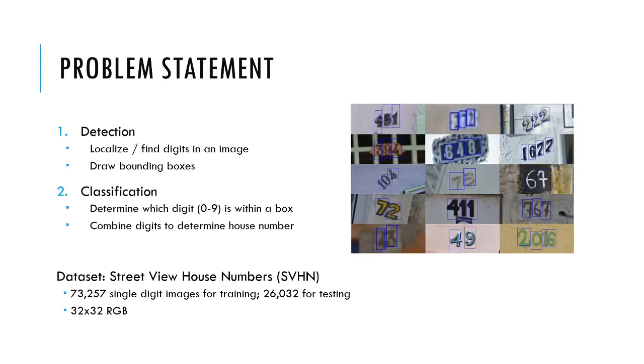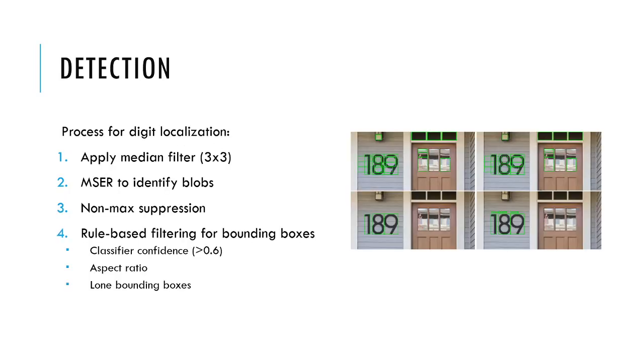And the second is classifying those digits. So given a bounding box and a part of the image, determine what number it is. And then at the end, combining those individual digit predictions to determine the house number in the image. The data set is 32 by 32 RGB. I've only used the type 1, which consists of about 70,000 single-digit images for training and then 26,000 for testing.